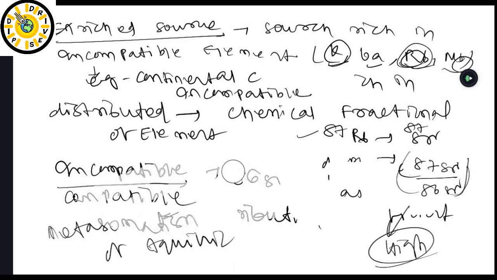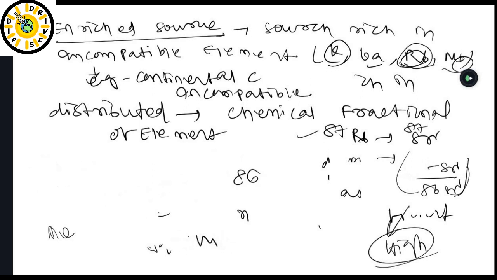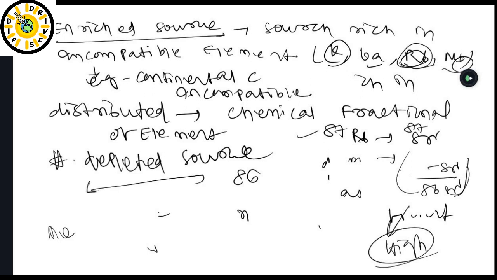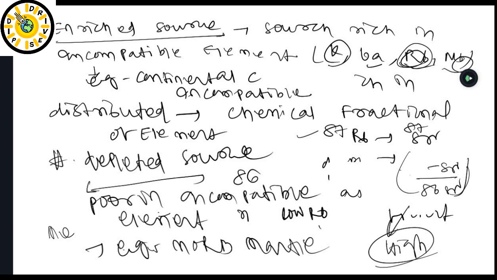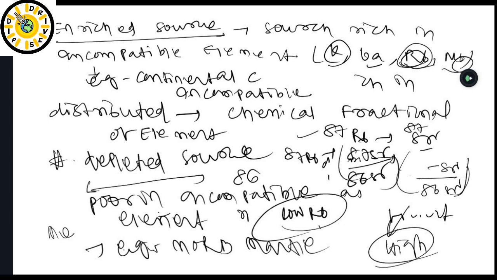And what about the depleted source? What about depleted source? Depleted in incompatible element. That means poor in incompatible element. Okay? So this is your depleted source. For example, the depleted mantle, it is the depleted source, due to the presence of low Rb. Here it will be rich, Rb will be rich, but in the depleted source the Rb will be low. So that's why when the 87Rb decays to 87Sr, the ratio of 87Sr to 86Sr will be low in this particular part, depleted source.